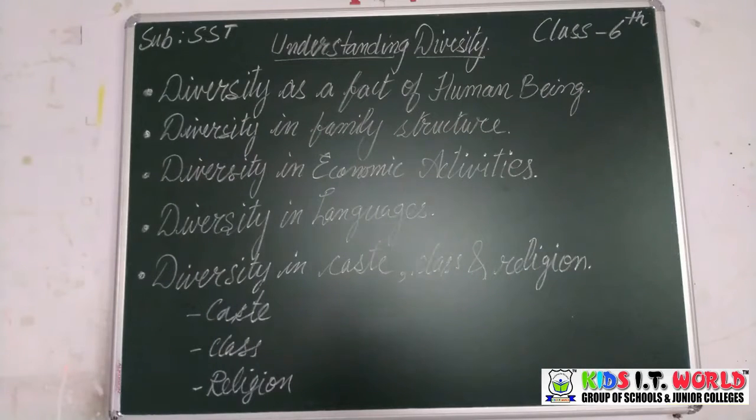Now moving to the next point, diversity in family structure. What does that mean? Family is the smallest unit of society. Man is born in a family. It is in the family that he learns the language, behavioral patterns, and social norms in his childhood. Family is a universal group. It exists in tribal, rural, and urban communities and among the followers of all religions and cultures.